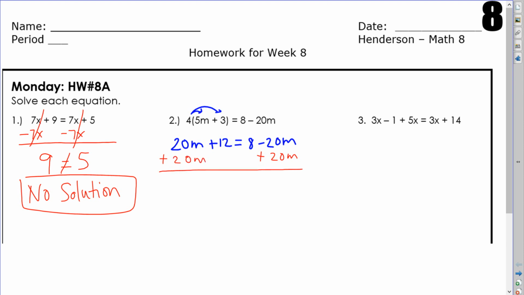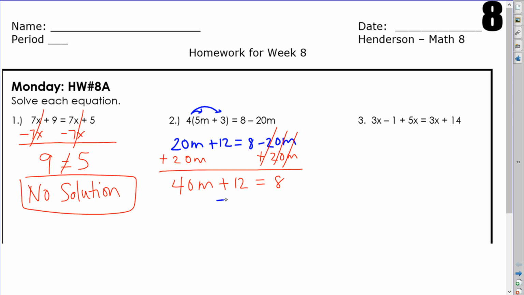These are opposites or inverses, so they become 0. But these are not inverses. 20m's plus 20m's make 40m's. Bring down the rest of your sentence. So now I have a variable on the left and a constant. And on the right side I only have a constant.